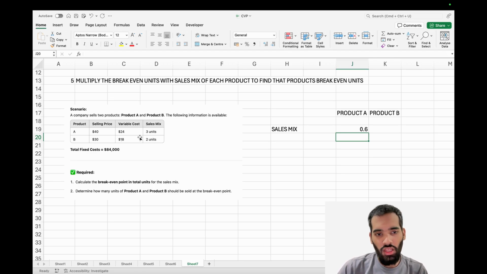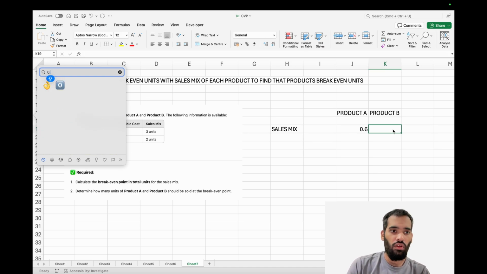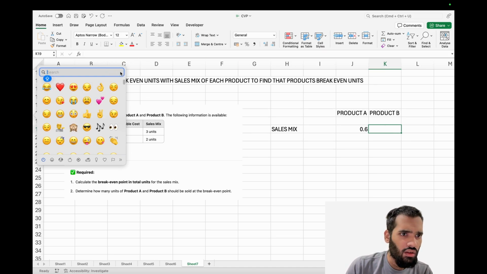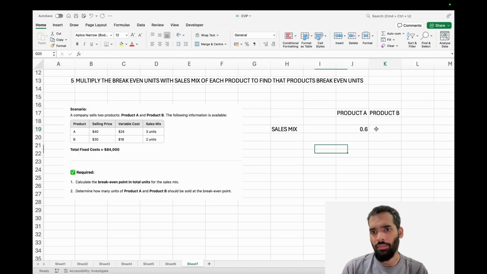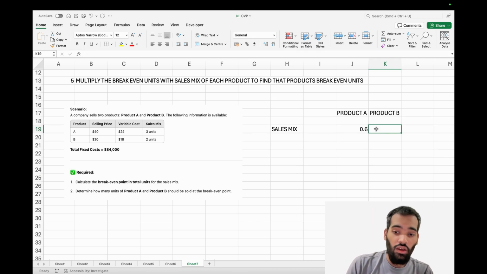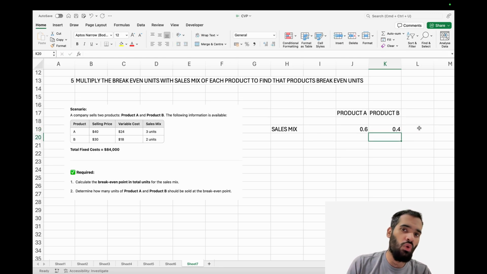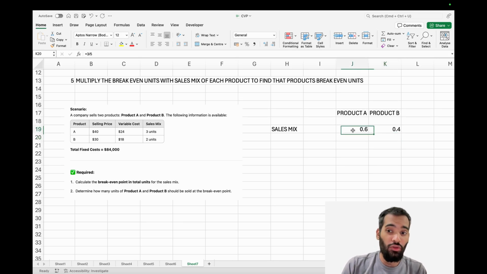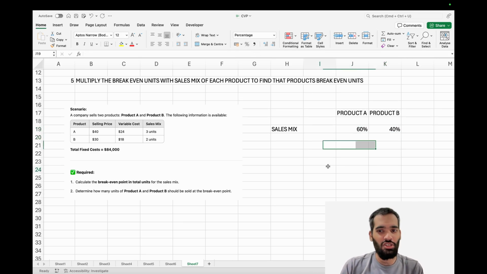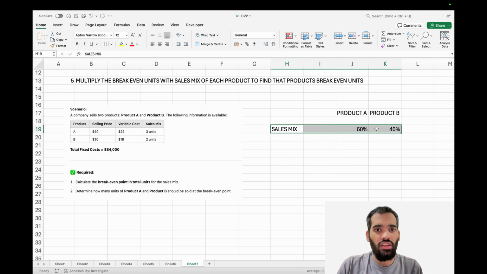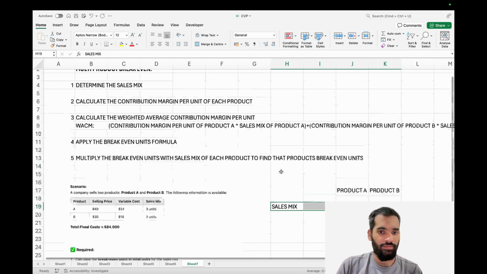And of course, if you do the other one, 2 over 5, you will get 40%, which you can call 0.4. So for product B, we will do obviously the other 40%, which has to be the product B. If you want, you can even calculate it. You can do 2 over 5. You get the 0.4. Now, to make it look better, you don't have to do this, you can make this a percentage. It looks a little bit cleaner, I guess. So step 1 finished. We calculated the sales mix of each product.